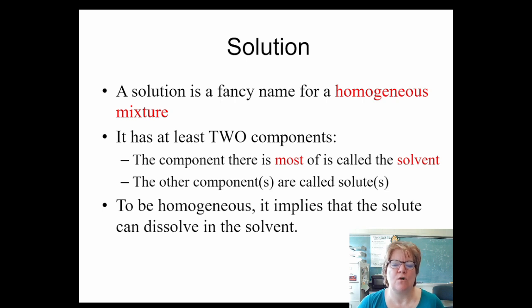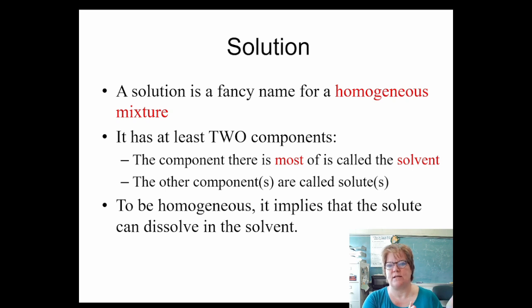Okay, so a solution is a fancy name for a homogeneous mixture. So remember, mixtures are more than one component. Homogeneous mixtures are ones that are so evenly distributed between the components that you can't tell that there's more than one component. It looks like one component. Realistically, on a particulate level, what that means is we have two components. The component that's the majority of the solution, the stuff there is the most of, is going to be called the solvent. It's often water. It doesn't have to be water, but it goes off of quantity.